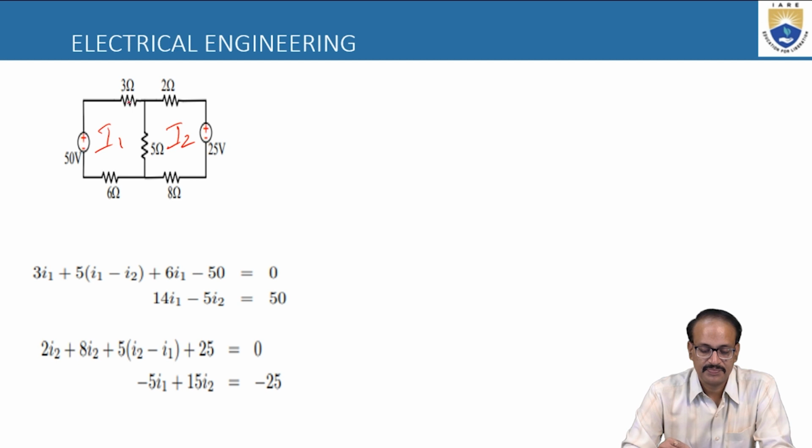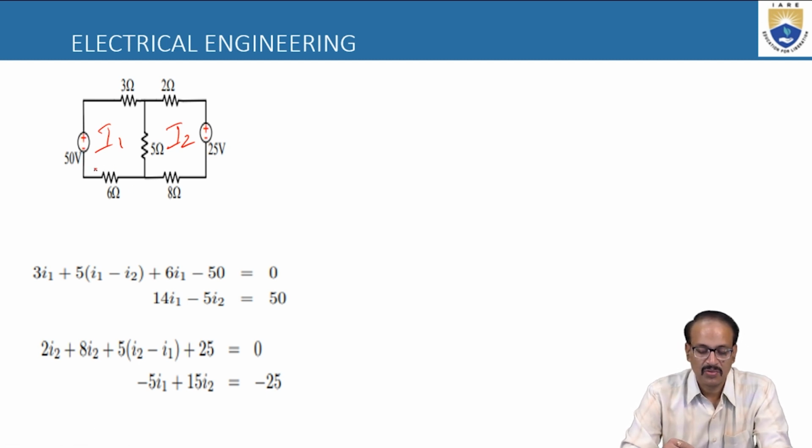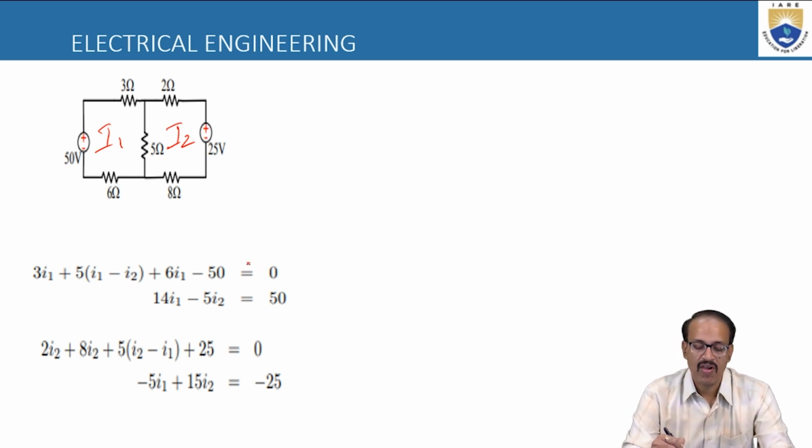So 3 I1 plus 5 (I1 minus I2), because 5 is common for both the loops. Plus 6 I1 minus. If I go in this direction, I have to observe the minus sign. So minus 50, that is equal to 0.